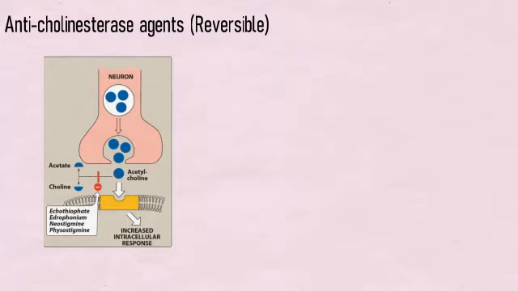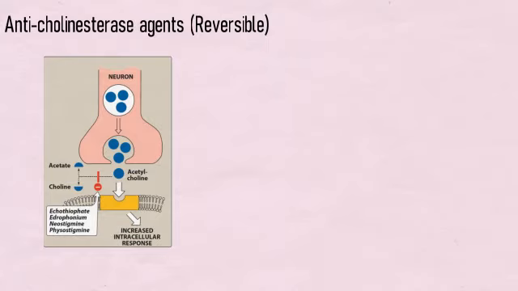You can see this red minus sign in this figure. This shows that ecothiopate, edrophonium, neostigmine and physostigmine, all of these drugs are actually preventing acetylcholine from breaking down into acetate and choline, and ultimately it's increasing the duration of contact of acetylcholine with its receptor. So this is actually what indirect acting agonists do.